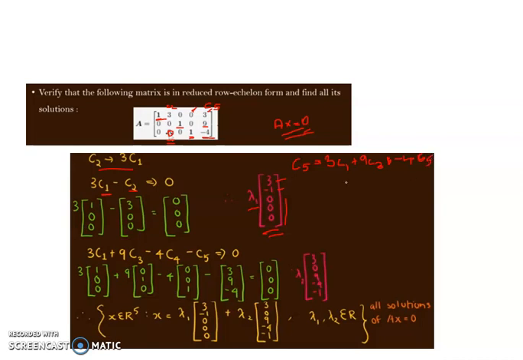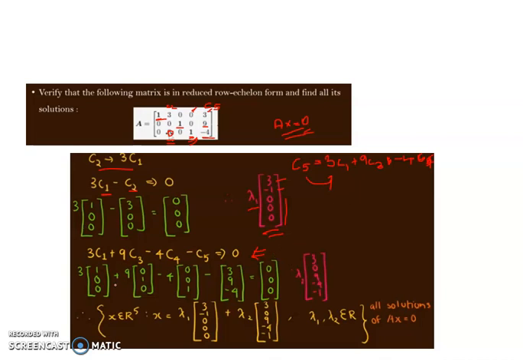Okay, so moving this C5 to the other side, what will you get? You will get this equation: 3C1 plus 9C3 minus 4C4 minus C5 will be equal to 0. Here you will be getting C4, isn't it? This column is C4. So this equation you will be getting.